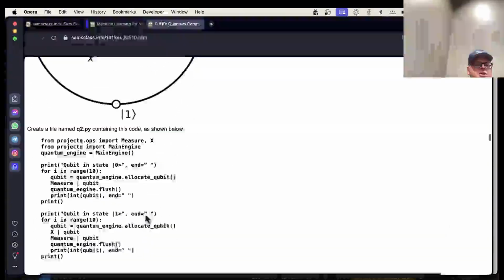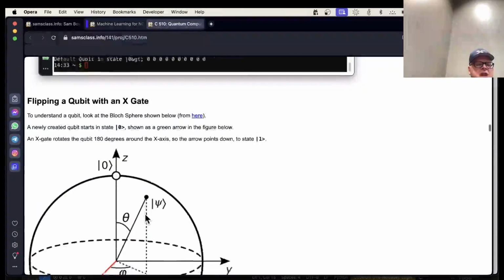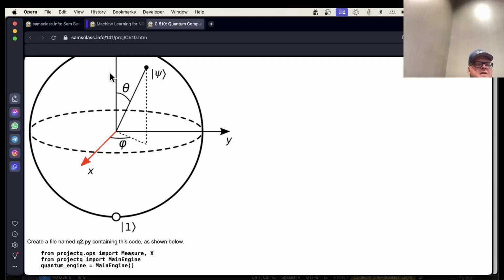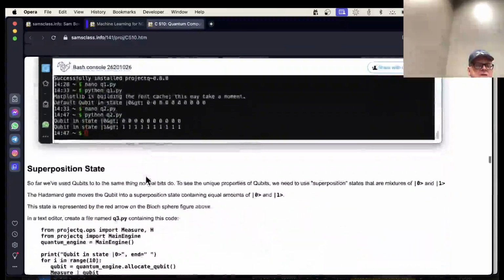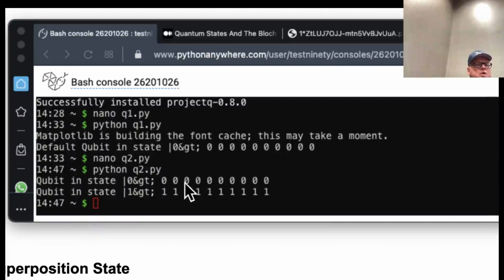That's how it works. So if you rotate this thing with an X gate, that will rotate it about the X axis, and that will change a 0 to a 1. So before you had zeros, after you do a 180 degree rotation about X, they've all turned into 1s. So you've explored the two certain states, which are the only states normal bits ever have. They're either 0 or 1, they're never anything else.